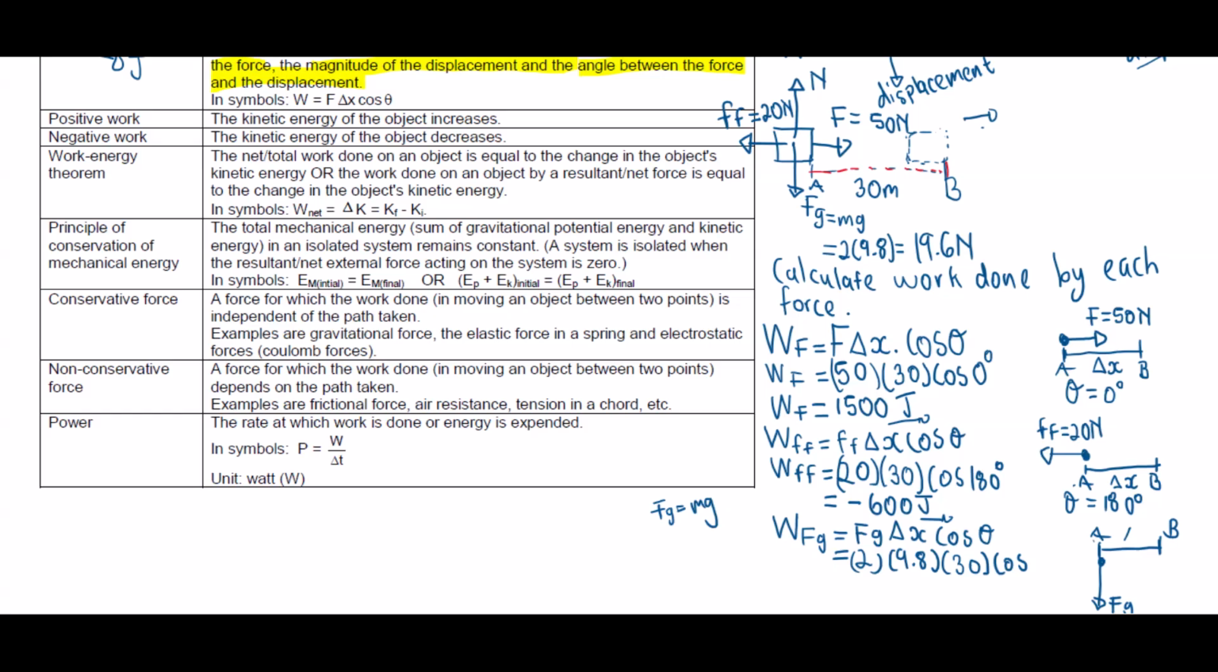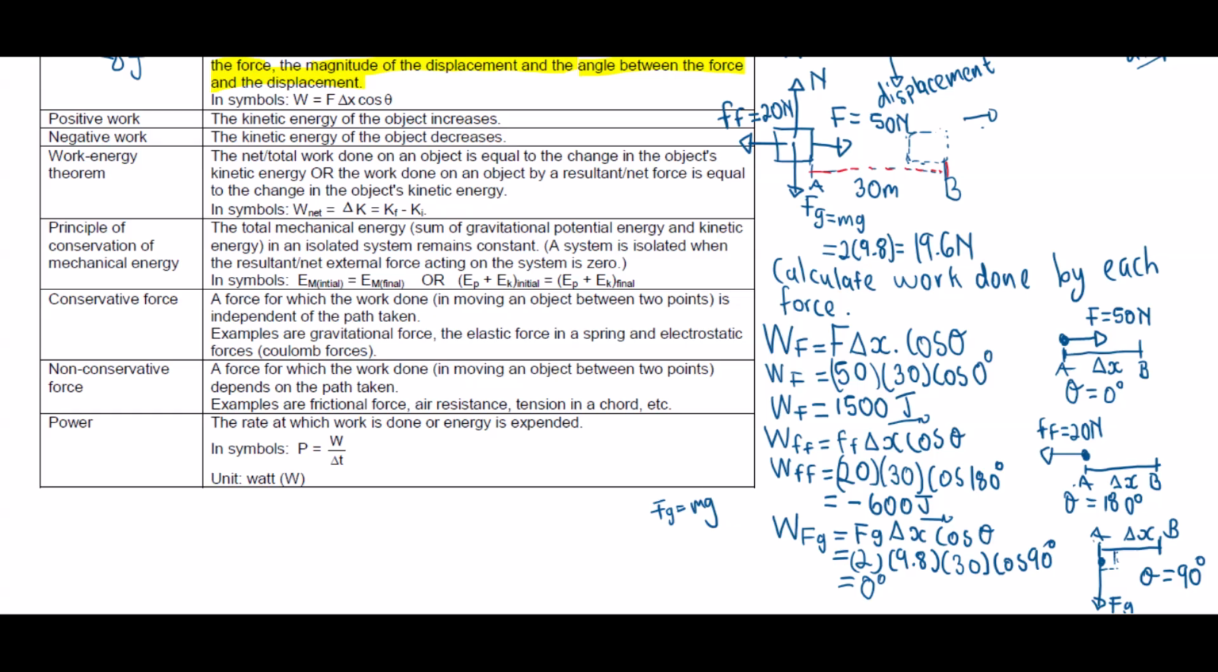But then you will notice that the angle between the force and the displacement in this situation is 90. So the theta in the situation is 90 degrees, right? So when the theta is 90 degrees, when you look for the work done by the force of gravity, it is going to give you 0 joules, right? So it's going to be 0 joules.